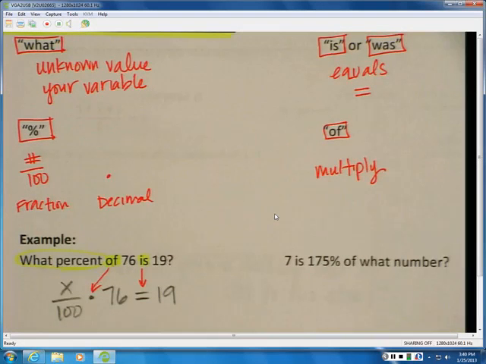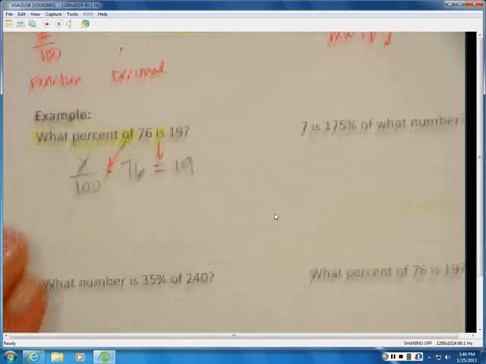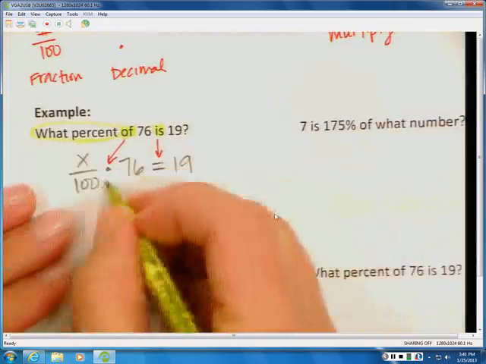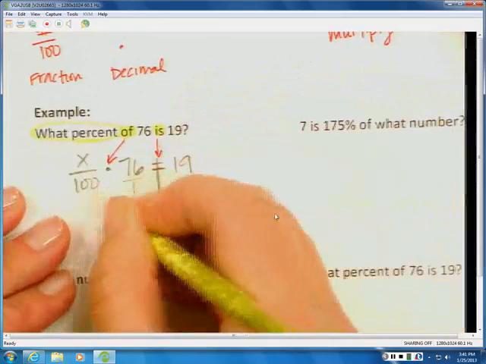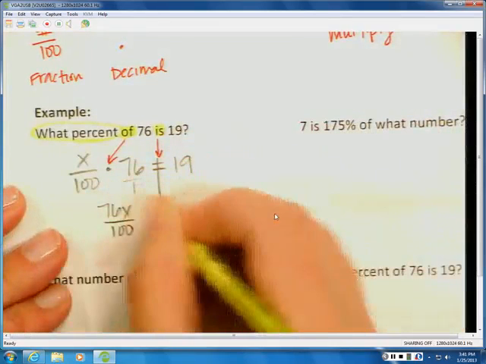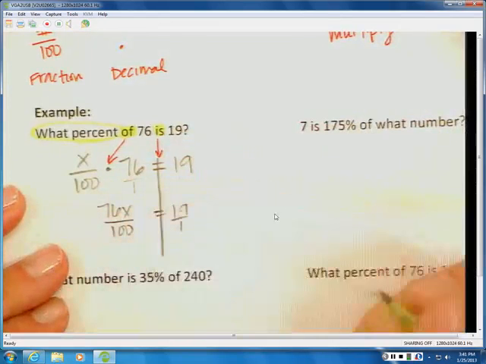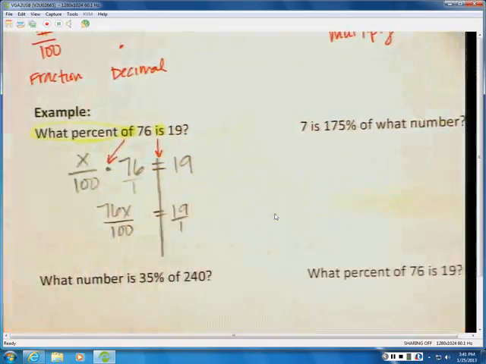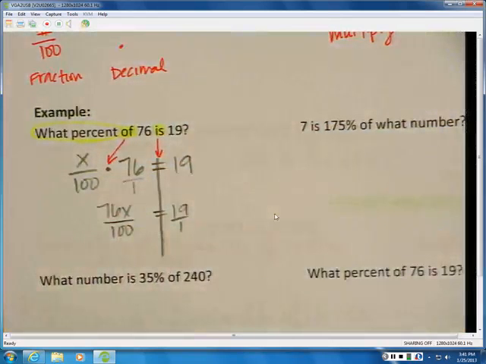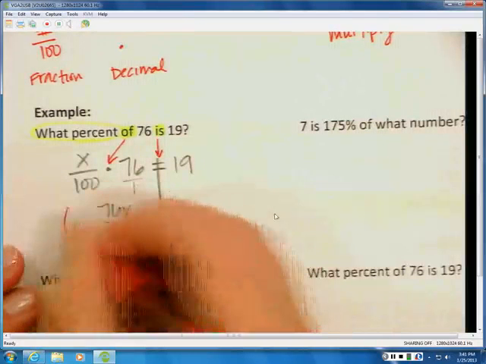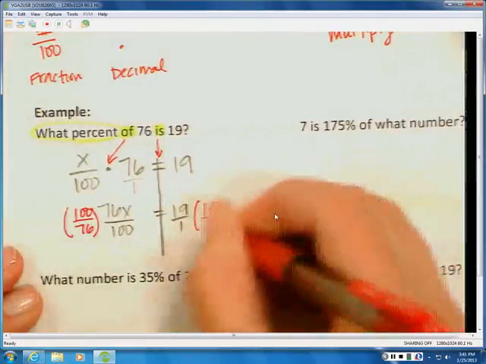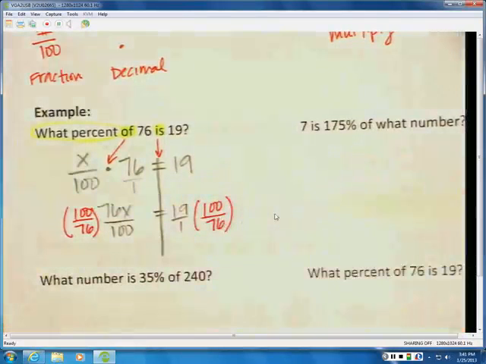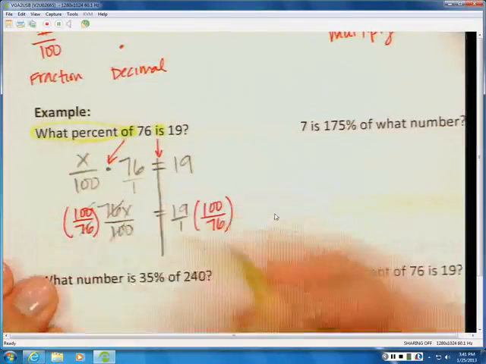And then if we solve this, let me slide that up a little bit. When we solve this, this is 76 over 1. So I'm going to write this as 76x over 100 equals 19 over 1. I wrote it as 19 over 1 because I'm dealing with fractions. And what I need to do here to get rid of the 76 over 100 is multiply by the reciprocal, 100 over 76. On the left, everything cancels except for x.